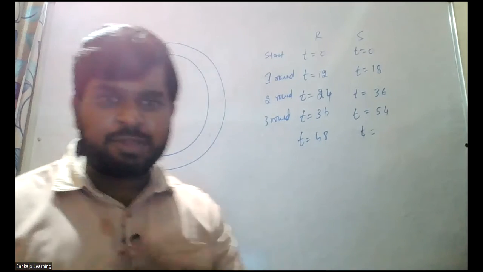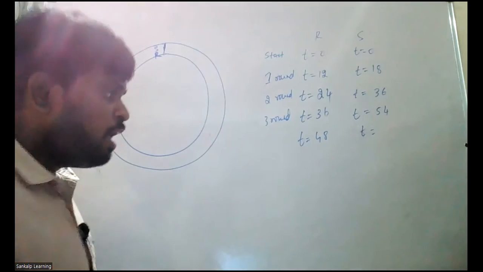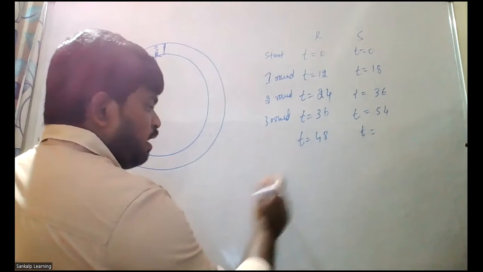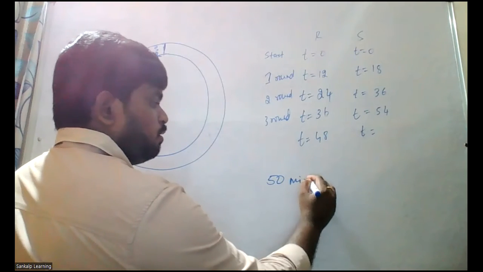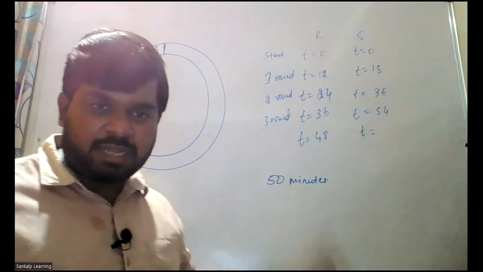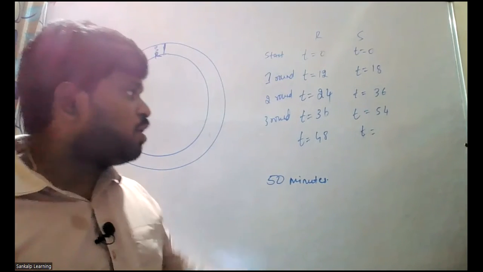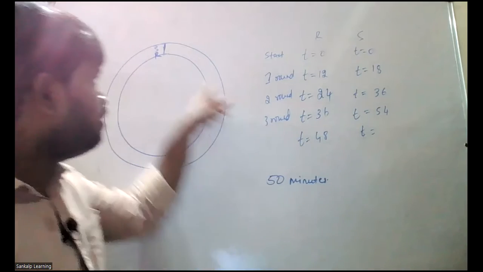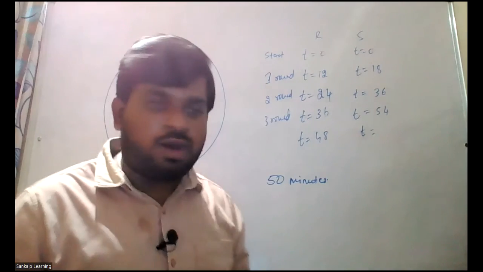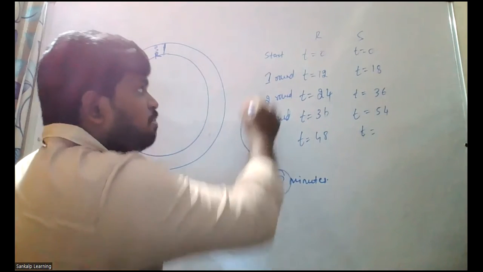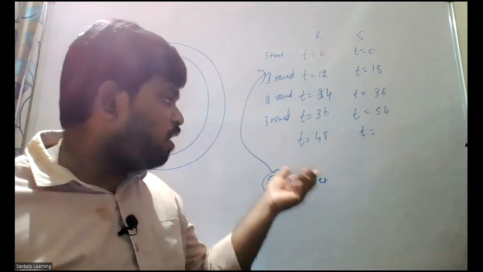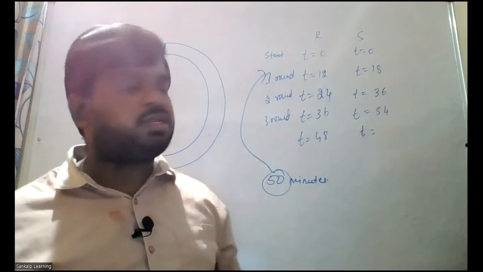Let me put it in this way. Can Ravi complete one complete revolution, let's say, in 50 minutes? After 50 minutes, will he be at the starting point? Definitely not, because at 48 minutes itself, he would be at the starting point. At 50 minutes, he would have crossed it. In other words, this 50 is not a multiple of 12, or this 50 is not divisible by 12. I can also tell it like that.